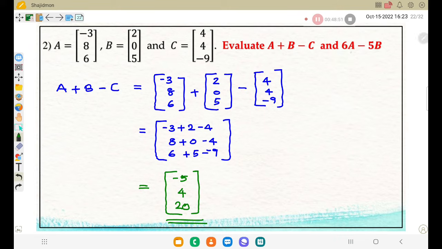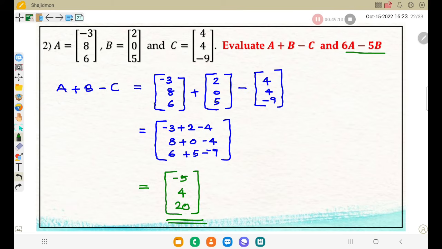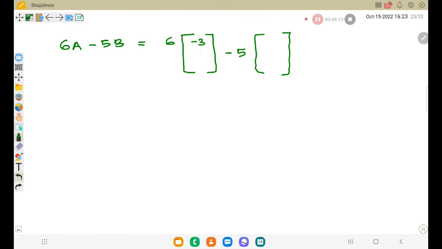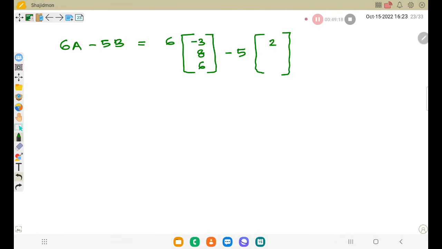Now we need to calculate 6A minus 5B. Correct? 6 times matrix A minus 5 times matrix B. So A means [-3, 8, 6], B means [2, 0, 5]. You know how to multiply a number and a matrix, so you can apply that one. Multiply the number and the matrix.